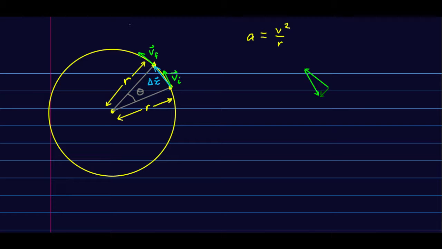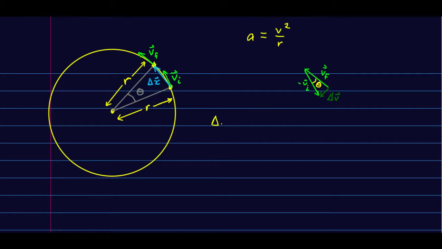And hopefully you can see where this is going, because delta V is our way of getting to A. So there's VF minus VI. And the crucial thing to notice is that this angle in here is theta, the same angle as in here. And that means these two triangles are similar.